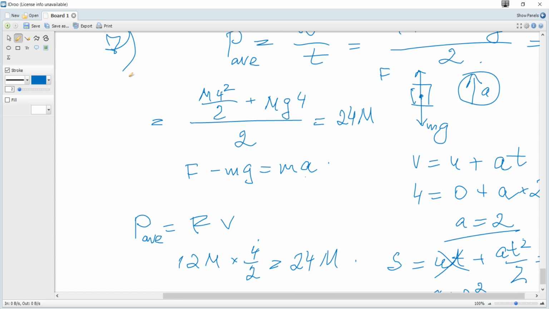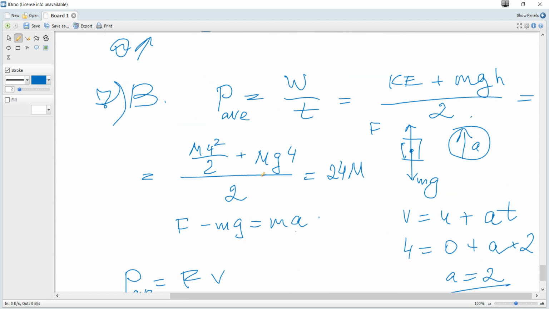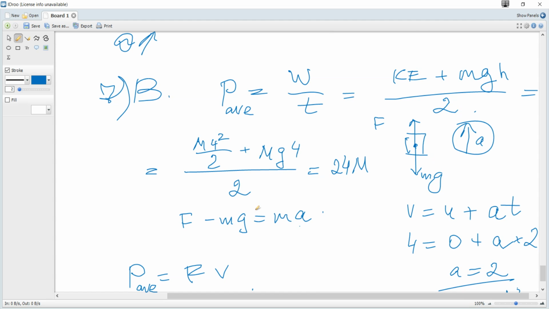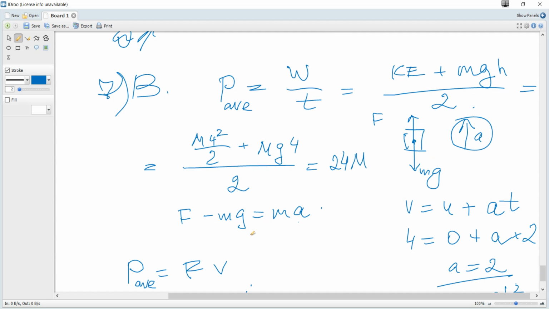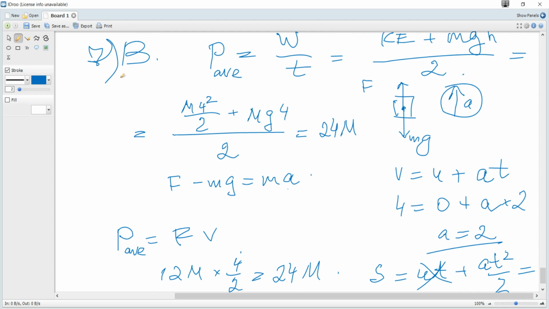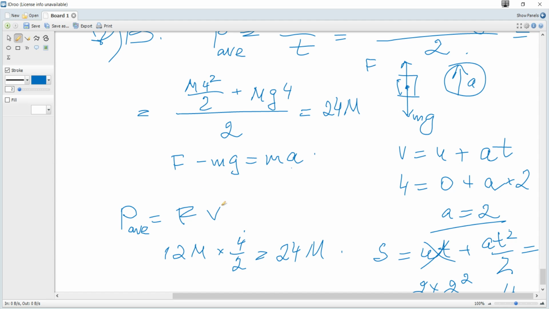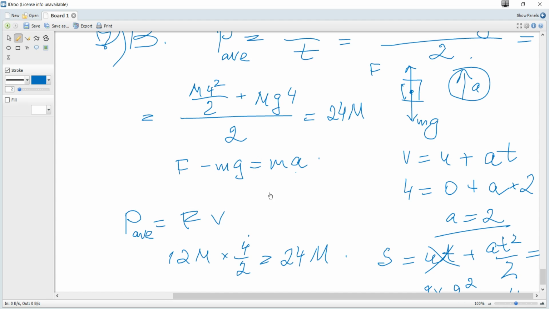So it's B, not C, not 32 m, because it is given that it's C in the mark scheme. It's not correct. The correct answer is B.